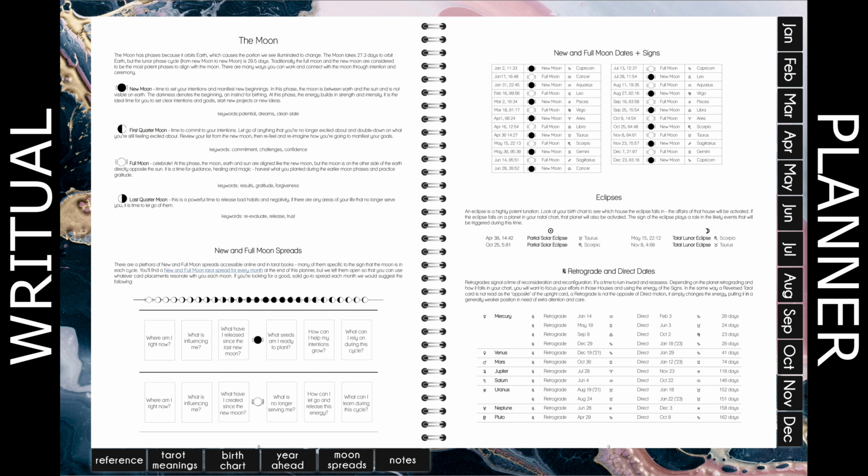On the right-hand page then is a list of all the exact dates and times of those new and full moons throughout the year and the signs that they are in, the eclipses for the year, and then a list of all of the retrograde and direct dates for all of the planets throughout 2022.